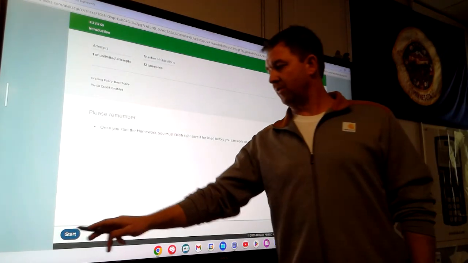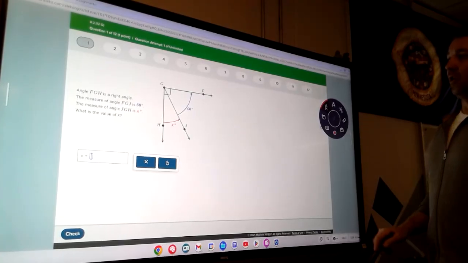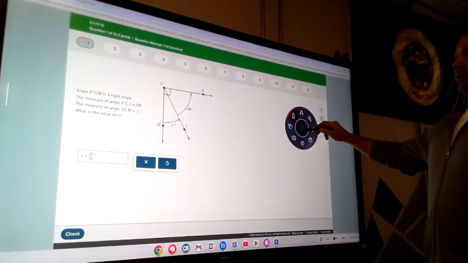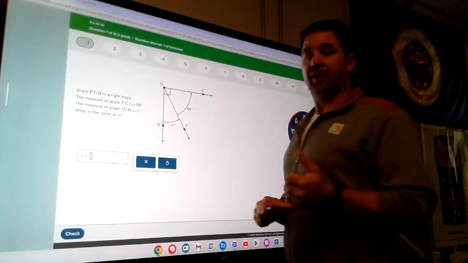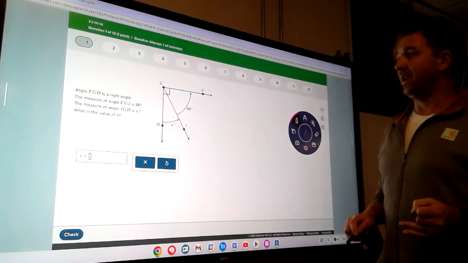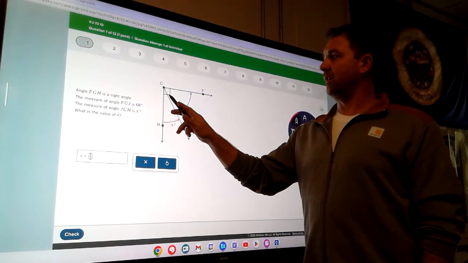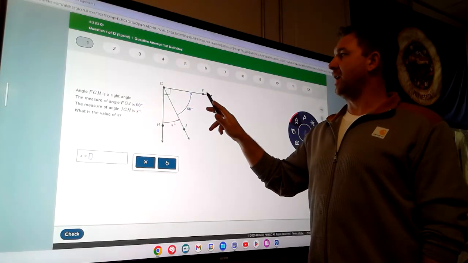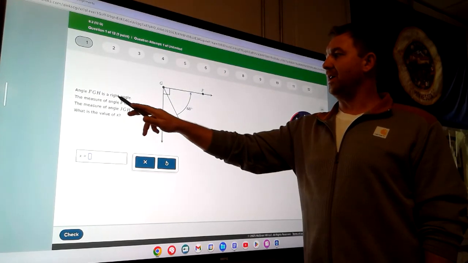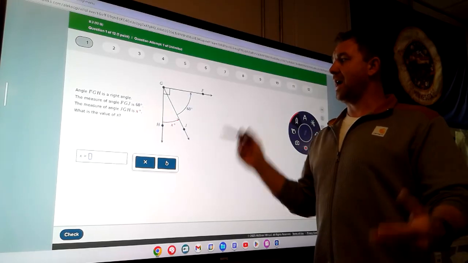Okay, in ALEKS, 12 questions. Take a look and see how these start. Knowing from the video when we were watching it, we were talking about two things: complementary, two angles that add up to 90, and supplementary, two angles that add up to 180. Now, this one is showing a right angle. It even tells us that angle FGH is a right angle. That means 90 degrees.